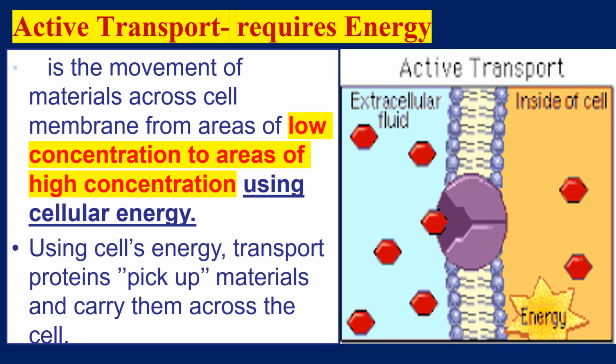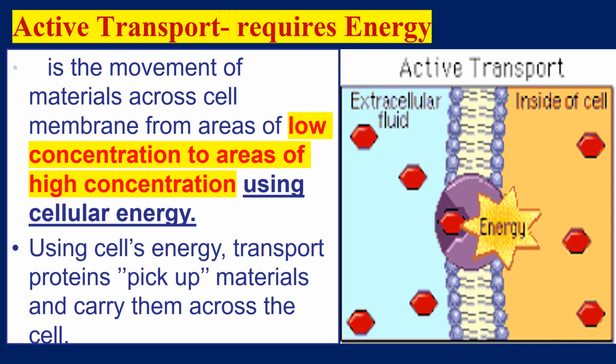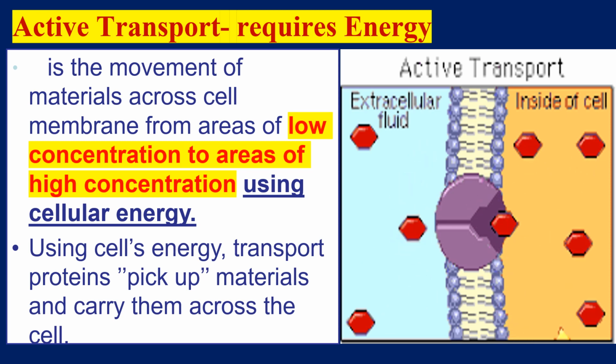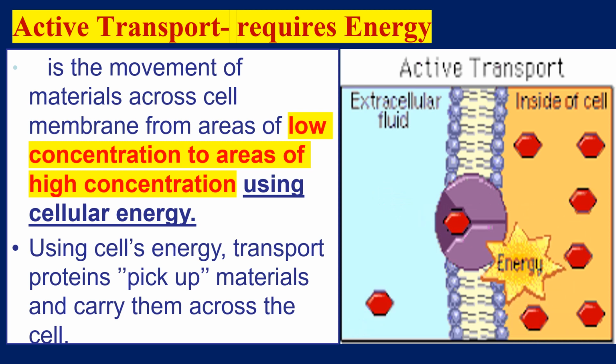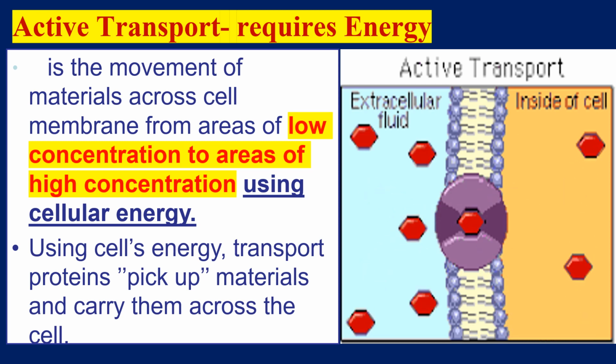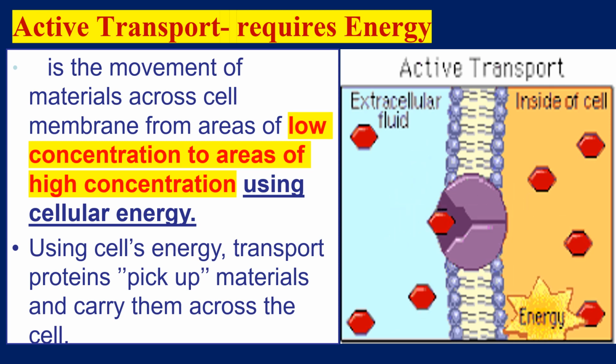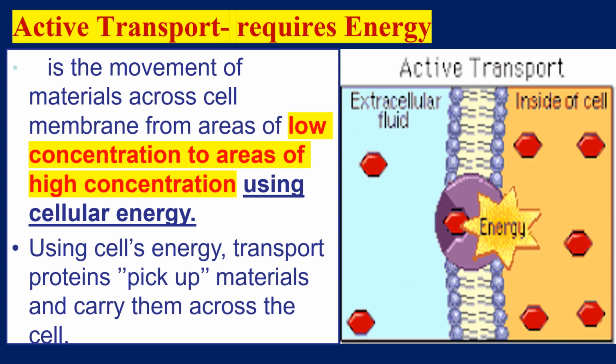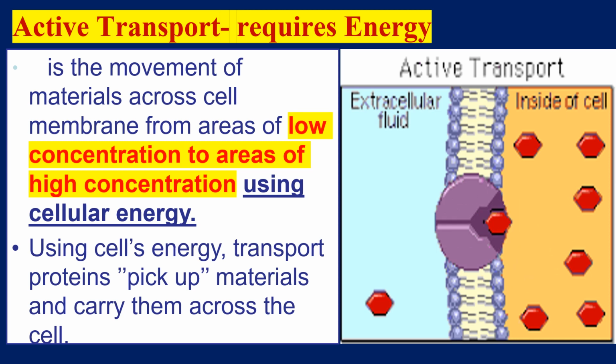Active transport requires energy from the cell. It is the movement of materials across the cell membrane from areas of low concentration to areas of high concentration using cellular energy. Using the cell's energy, transport proteins pick up materials and carry them across the cell membrane.